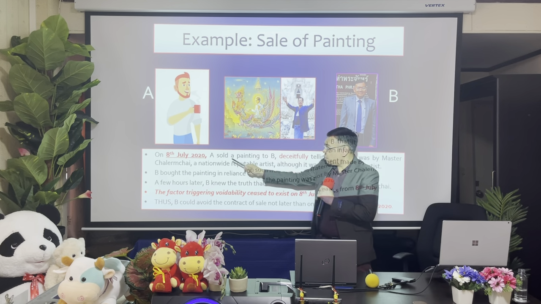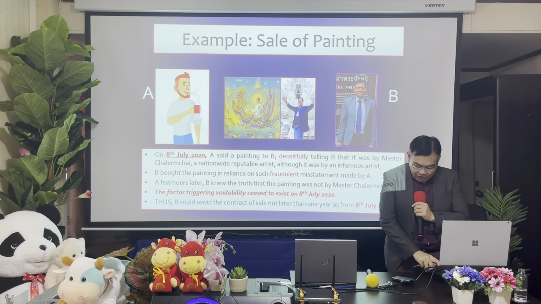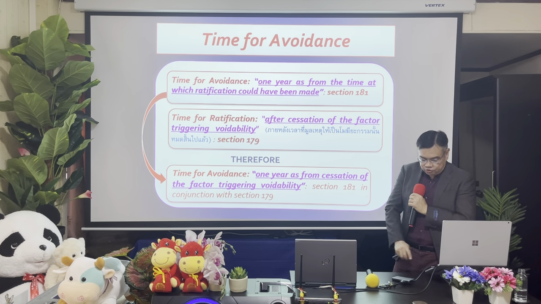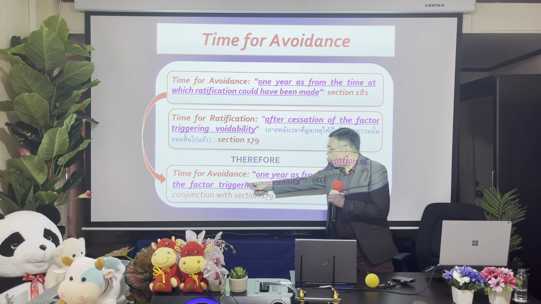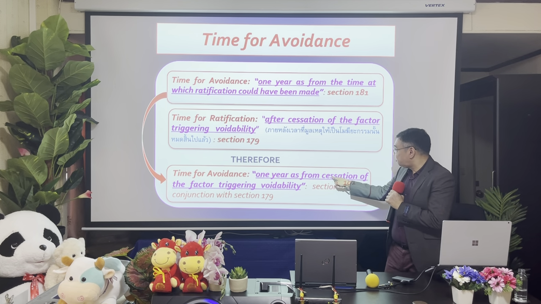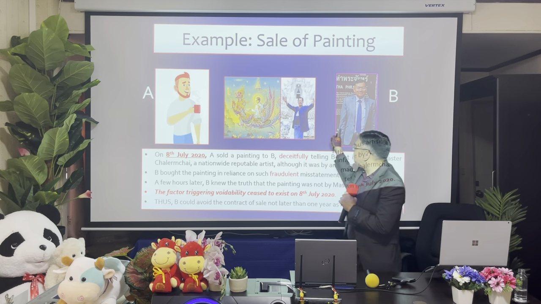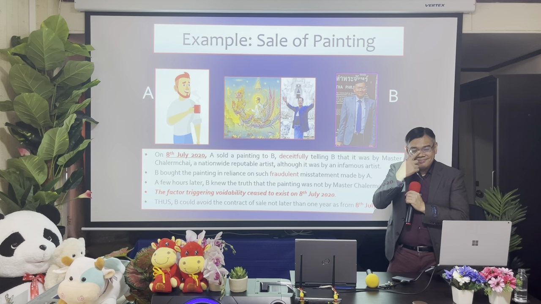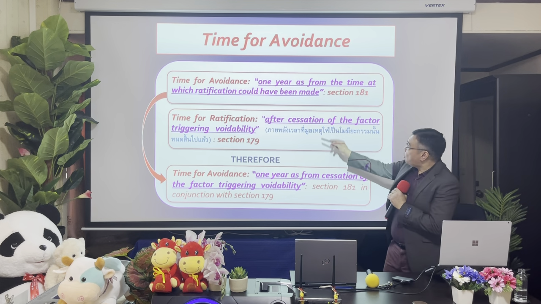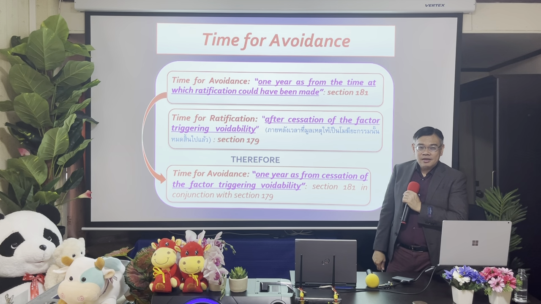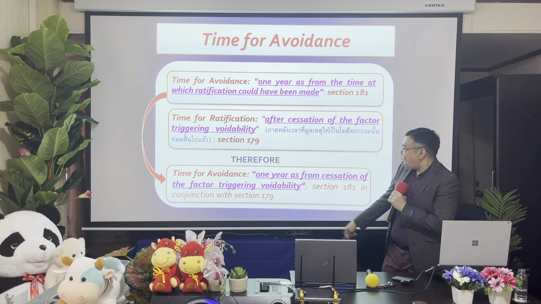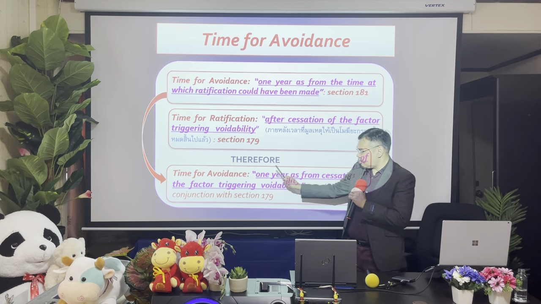B knew the truth on the 8th of July 2020, so the factor which triggered voidability occurred on the 8th of July 2020 and it also ceased to exist on the same date because B knew the truth on the same date. Right, so the factor which triggers voidability ceased to exist on the 8th of July 2020. The law said that if the person allowed by law wants to avoid this transaction, that person will have to do so 1 year as from the cessation of the factor which triggers voidability.